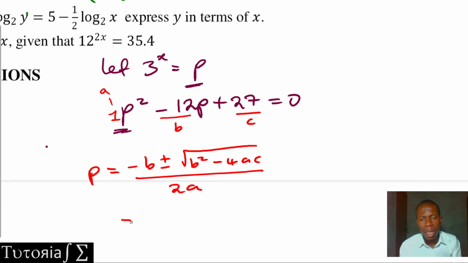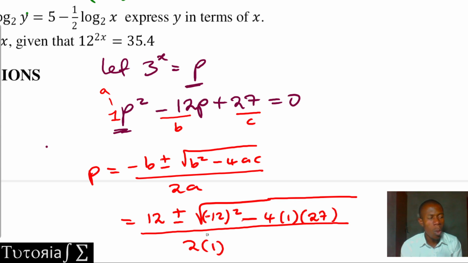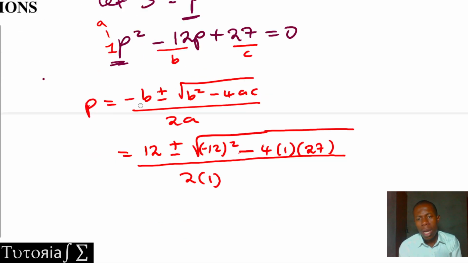So now we can say this is equal to negative B. So B is 12, so it will be positive 12 plus or minus root of negative 12 squared, put negative 12 then squared, minus 4 times A, which is 1, and times C, which is positive 27. Then all over 2 times A, which is 1. Okay, so now that is our P.